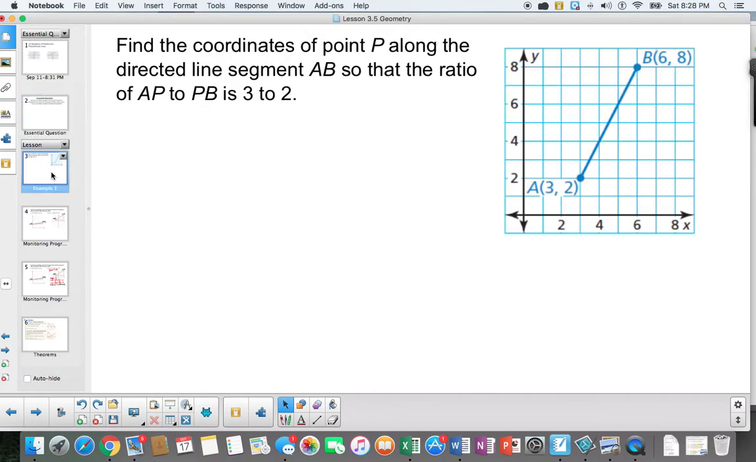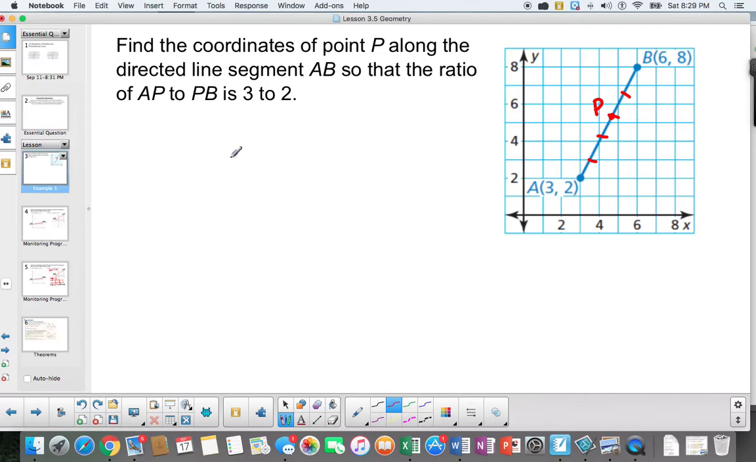We want to find the coordinate of P along the directed line segment A to B so that the ratio is in a 3:2 ratio. Okay, so what does it mean by that? Well, a 3:2 ratio means 5 parts: 1, 2, 3, 4, 5. So in a 3:2 ratio we want to put P right about here, and we want to find the coordinates of it.